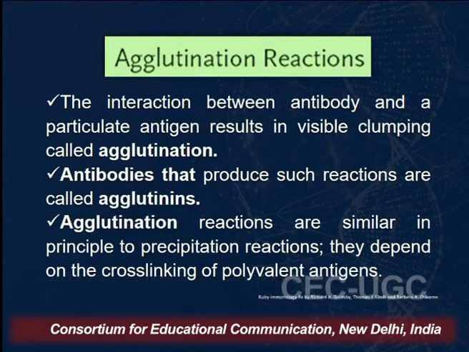One of the most interesting ones is called blood grouping, or blood typing. In this process, the interaction between the antigen and a particular antibody results in visible clumping, which is called agglutination. The antibodies which produce such reactions are called agglutinins.